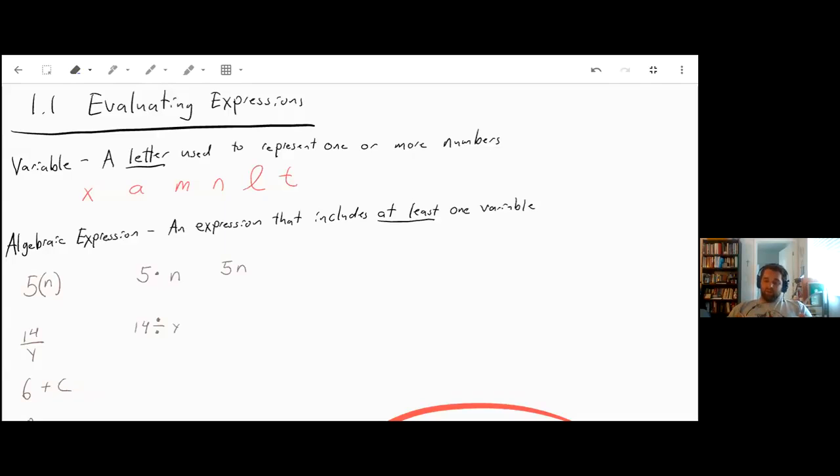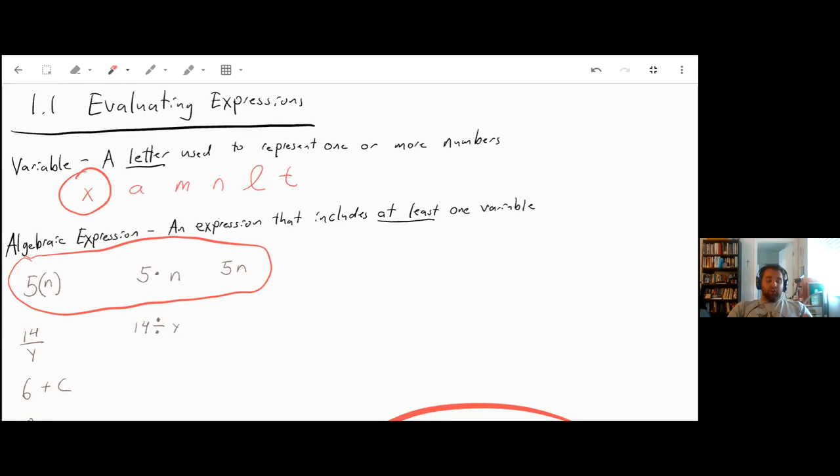So what you will likely see for variables in our class, well, the one you will see the most is just the letter X. Because of this, whenever we are talking about multiplication, we're going to have to represent it in a different way. So if you look down here, this is the expression 5 times the variable n.